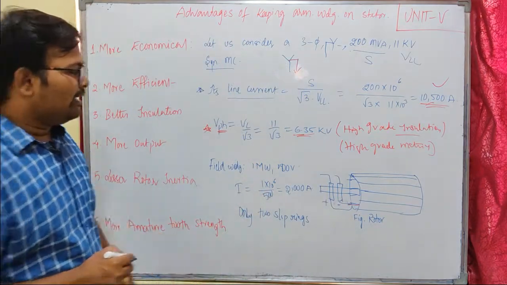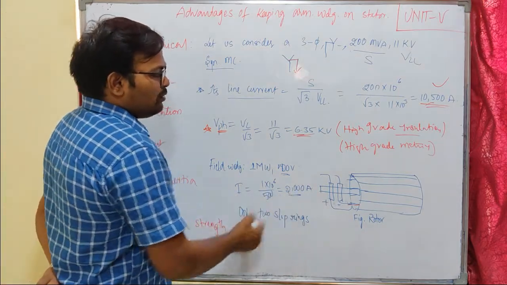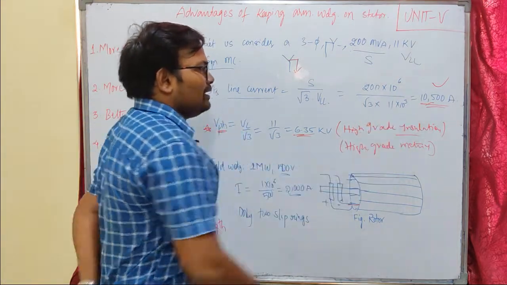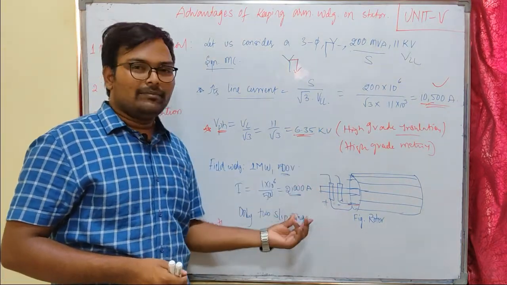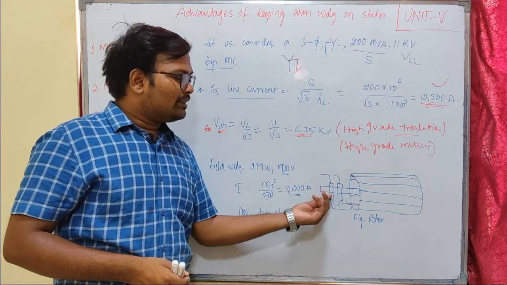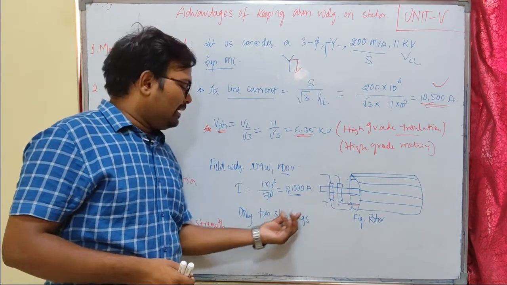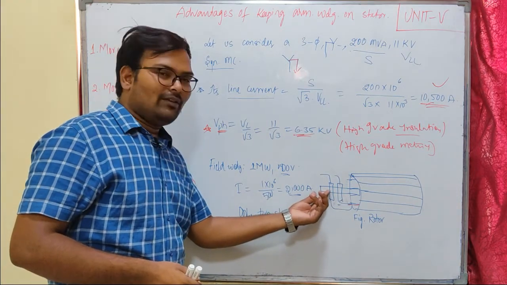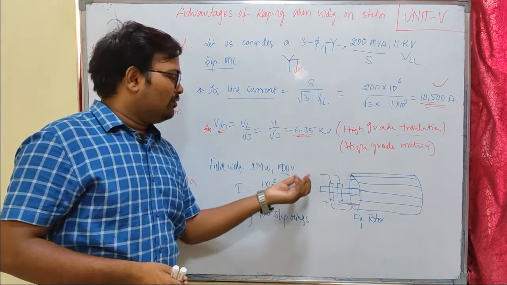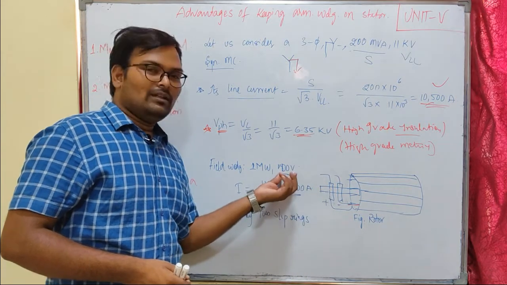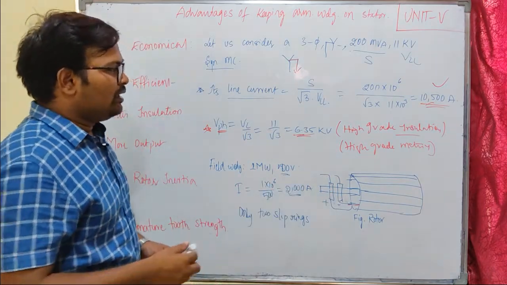And let us consider a field winding of 1 megawatt rating with 500 volts. So the current will be around 2000 amps compared to 10,500 amps. 2000 amps is very less. It is 5 times less compared to 10,500 amps. The less current will flow through the slip ring, so low grade slip rings are sufficient to carry this 2000 amps, and each slip ring should be insulated from the shaft for 500 volts. So instead of 6.35 kilovolts, we have to insulate our slip ring from the shaft for 500 volts. That means the voltage stress on the insulation material is very less. That means we can use low grade insulation.